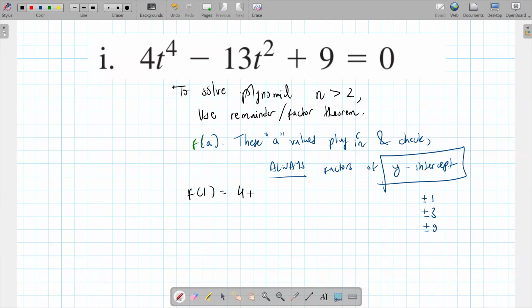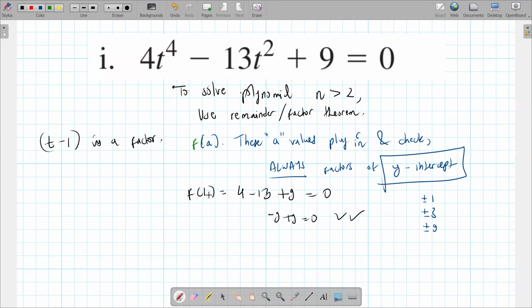When you plug t as 1, you get 4 minus 13 plus 9 equals 0. Is that true? Yes, it is, right? If you want the steps, you have -9 plus 9 equals 0. So that statement is true, which means that t minus 1 is a factor of f of x.